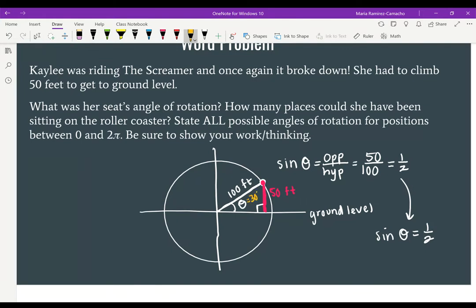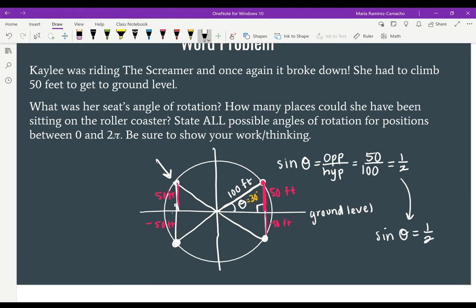But it's not the only place. We're not being told if she's above ground or below ground, or whether she's on the right side or the left side of the Ferris wheel. We're just told that she has to climb 50 feet. So she could be over here because this height is also 50 feet. She could be down here or down here. Those heights are also 50 feet, just negative.